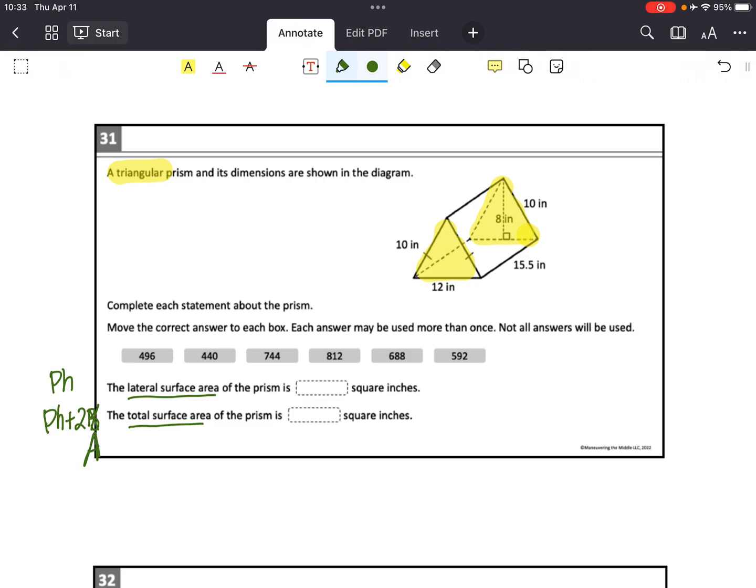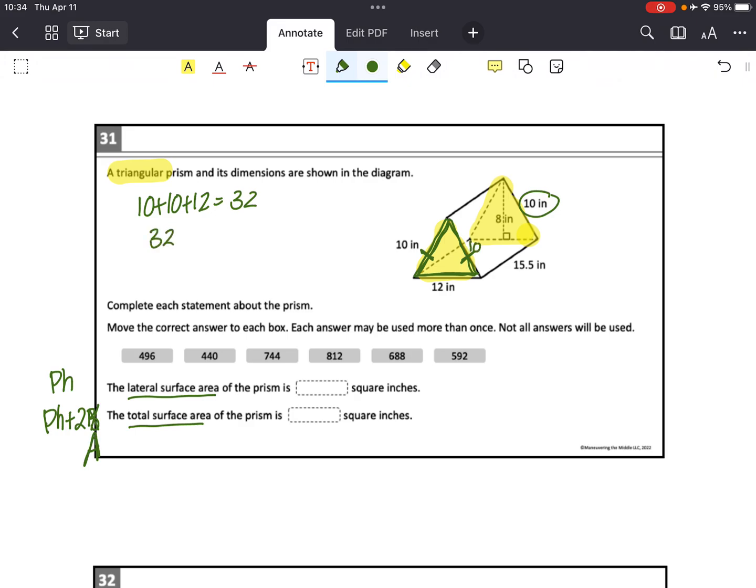So first thing we need is the perimeter of the base. So that's the perimeter of the highlighted part. So the outside of this triangle, I'm going to add up all the measurements. So that would be 10 plus 10 plus 12 gives you 32. I know that this side is equal to this side because of the little dashes, but also this back one is 10, which means this front one is also 10.